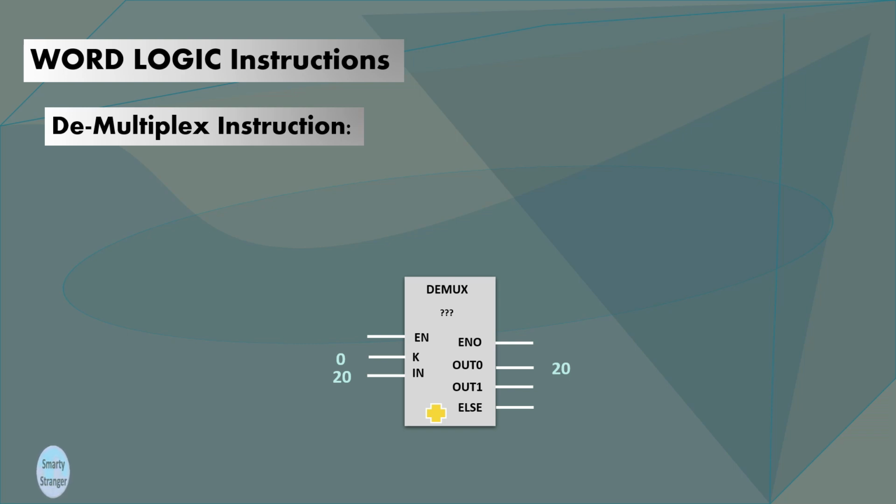Initially value on K pin is 0. Instruction is forwarding the value of input to the out 0. When we apply 1 at K pin, instruction forwards the value of input to the out 1 pin. When we apply 4 at K pin, instruction forwards the value of input to the else pin. Let's check its behavior on programming page.